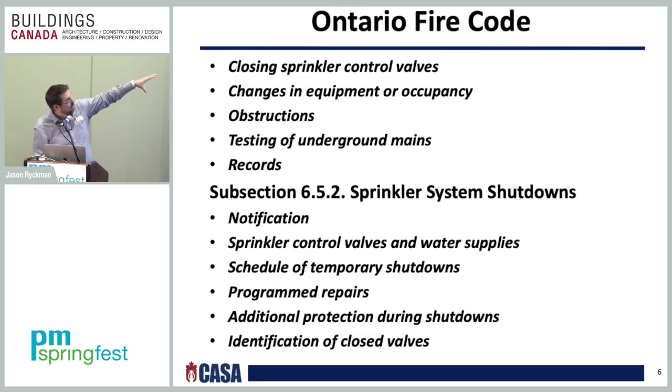And then the rest, you have the closing of sprinkler control valves, changes of equipment occupancy, obstruction, testing, underground mains, records. And then you have your subsection 6.5.2, which is your sprinkler system shutdowns, which would include notification, the sprinkler control valves and water supplies, schedule of temporary shutdowns, program repairs, additional protection during shutdowns, identification for closed valves. So all those have to be followed in the Ontario Fire Code, no ifs or buts.